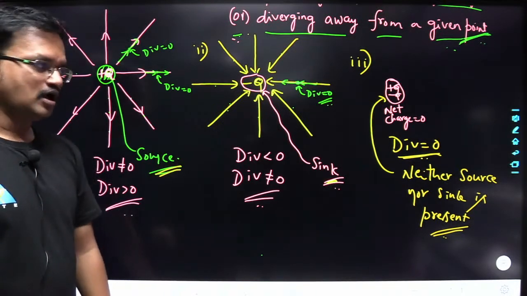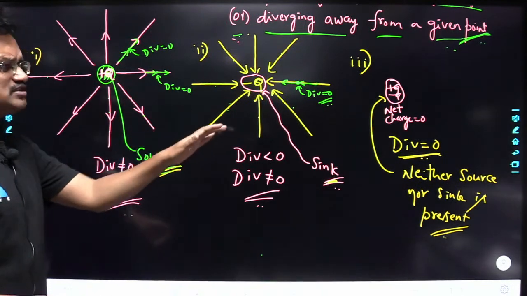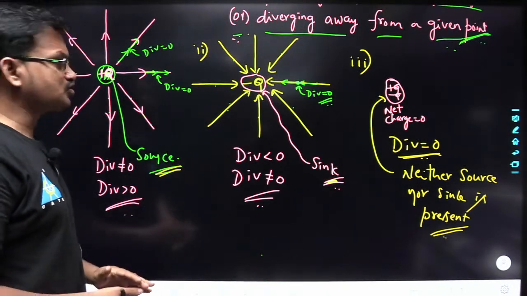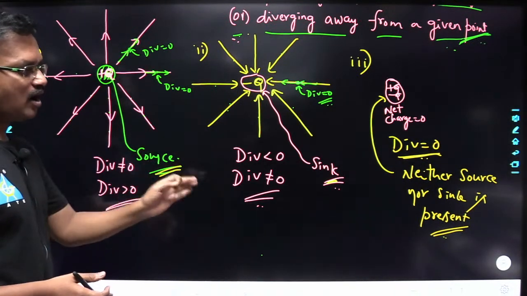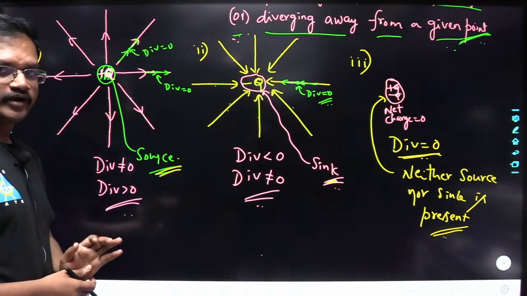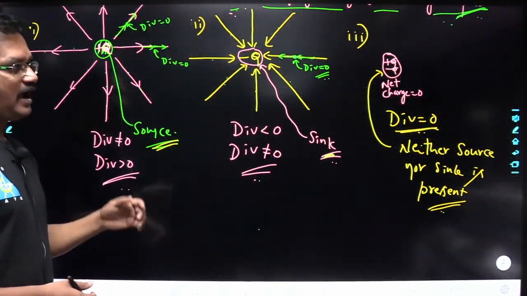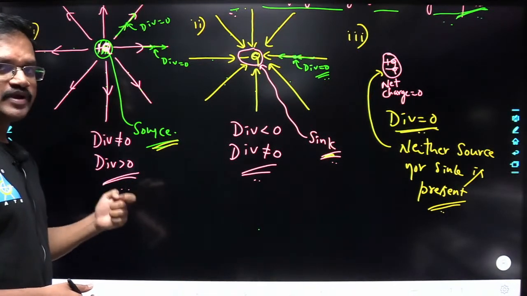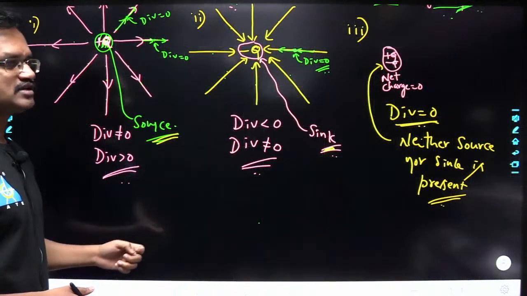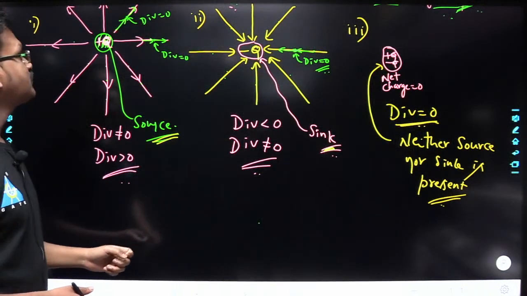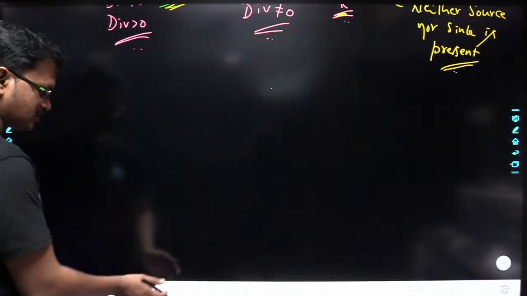0, right? So from all this what we can observe is for the divergence to exist at a point, then at that point either source or sink must be present. Yes or no? For the divergence to exist at any point, there must be either source or sink, right? Source or sink must be present at that point. So that is very, very important. These things we have seen in the previous session itself.